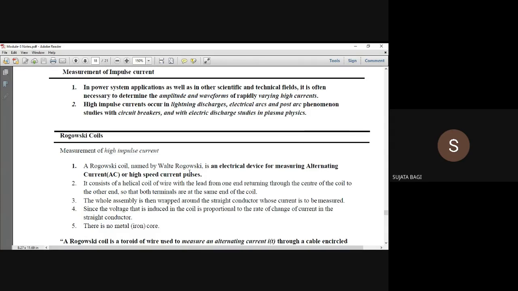This is the measurement of impulse current, and high impulse current, which may occur in lightning discharges, electrical arcs, or arc phenomena with circuit breakers, all those things. So it is very important that we measure the impulse current. Some techniques and devices are used to measure those impulse currents. Now, the measurement of high impulse current.